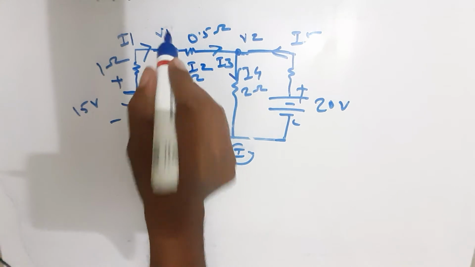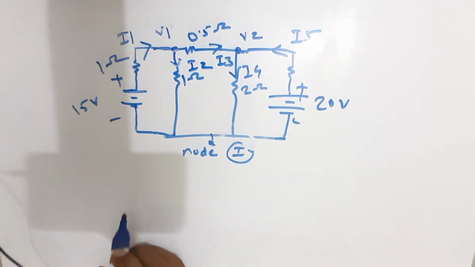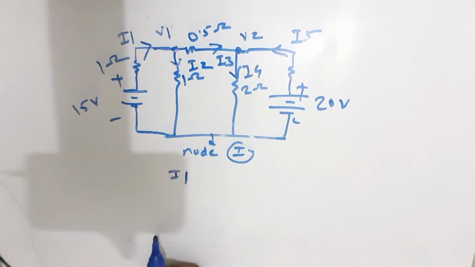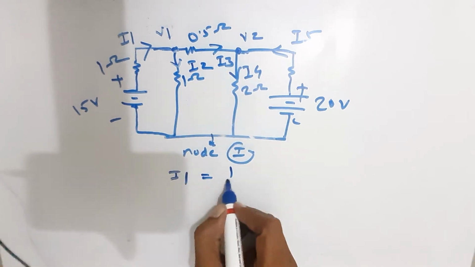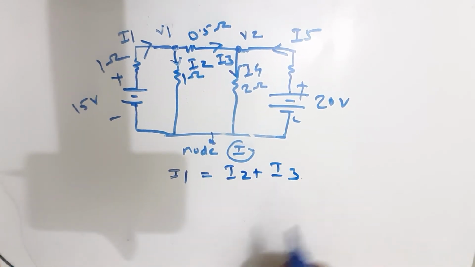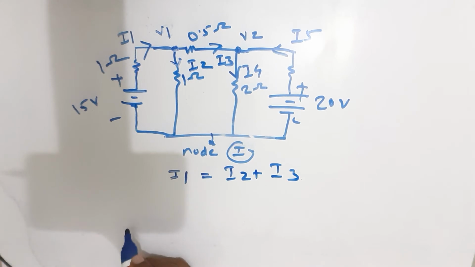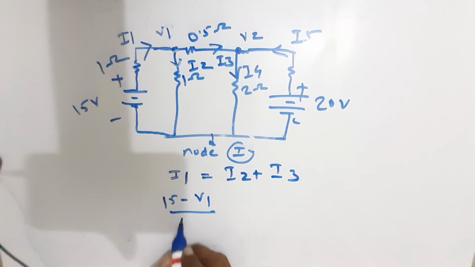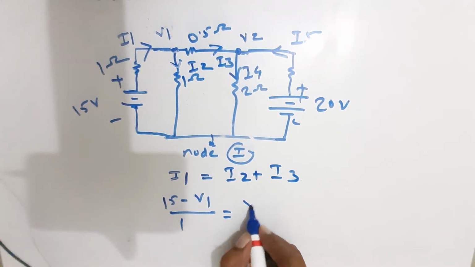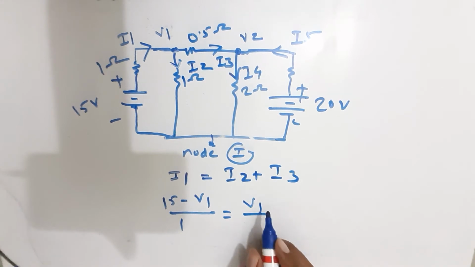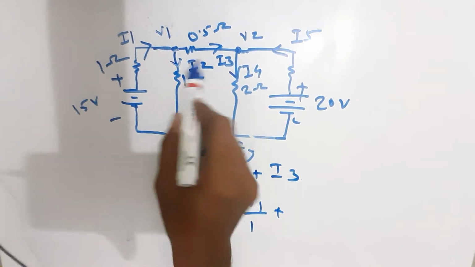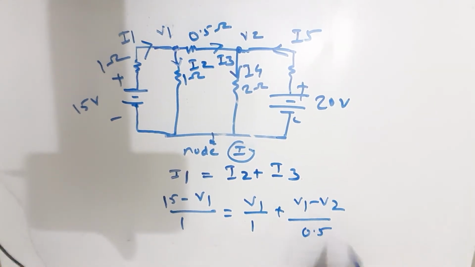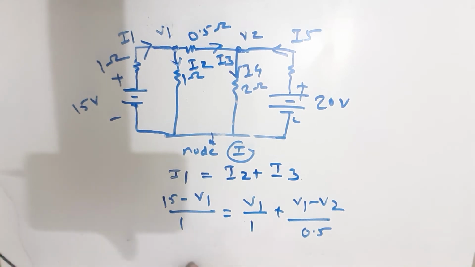So for this V1 I have to apply the equation. Okay. So just check how many currents are entering. Only one current is entering, that is I1, and two currents are leaving, I2 and I3. I2 plus I3. Okay. So I1, just check it, starting voltage is how much? 15 minus end voltage V1 divided by 1 equal to I2. I2 starting voltage V1, end voltage is 0 divided by 1 plus I3. I3, just check it, V1 minus V2 divided by 0.5.